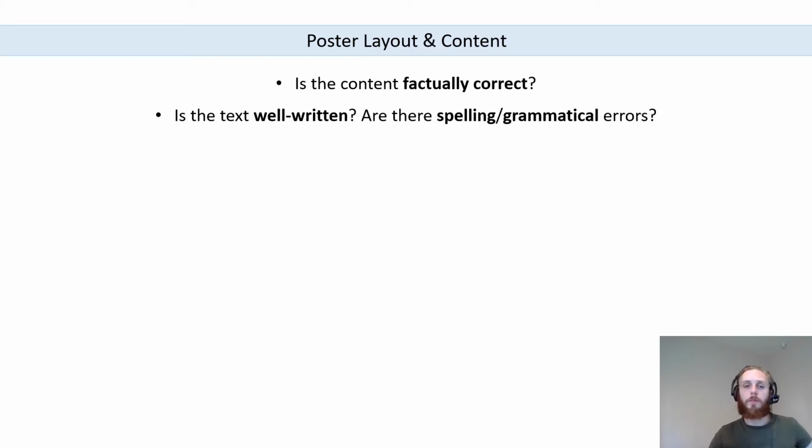So is the text well written? Are there spelling or grammatical errors? This is something I unfortunately see quite a lot in these posters. I set a poster at level 7 as well, so at masters, and I see it then as well, which is a real shame. For a lot of students, there'll be spelling mistakes, or grammatical mistakes. There'll be poorly worded sentences, poorly structured paragraphs, just concepts that are communicated in a really clumsy or untidy way. And it's a shame.